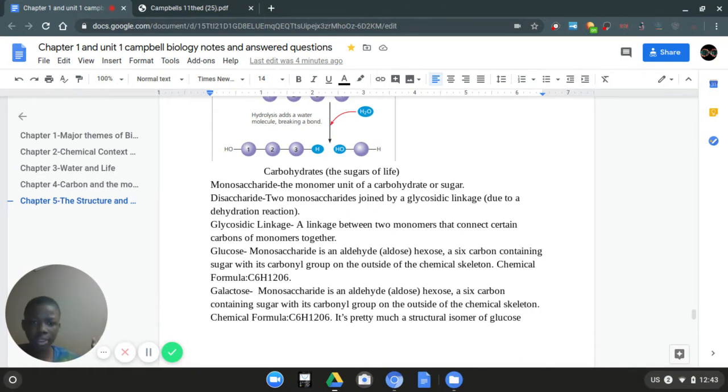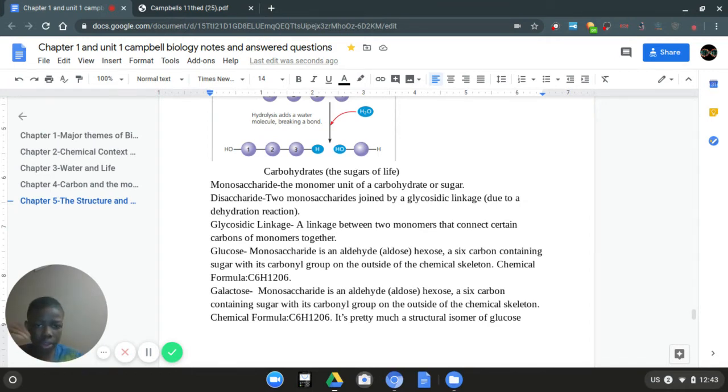Now, glycosidic linkages are linkages between two monomers that connect certain carbons of the monomers together. For example, you might see reactions labeled 1,4. That just means the first carbon is connected to the fourth carbon. So glycosidic linkages between two monomers connect carbons of those monomers together, and these connect monosaccharides by dehydration reactions, as we learned in the previous term.